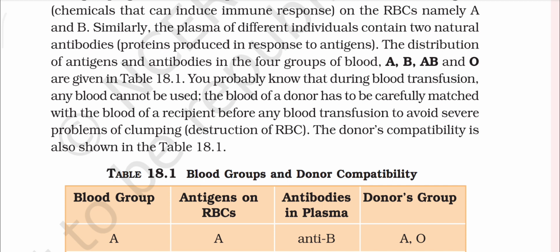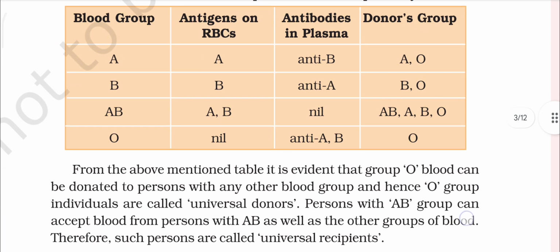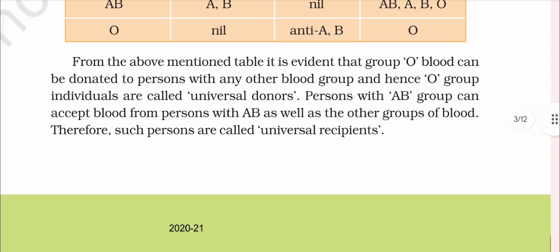The blood of a donor has to be carefully matched with the blood of the recipient before any blood transfusion to avoid severe problems of clumping and destruction of RBC. The donor compatibility is also shown in Table 18.1, and we have skipped it. From the table, it is evident that group O blood can be donated to a person with any other blood group, and hence O group individuals are called universal donors.